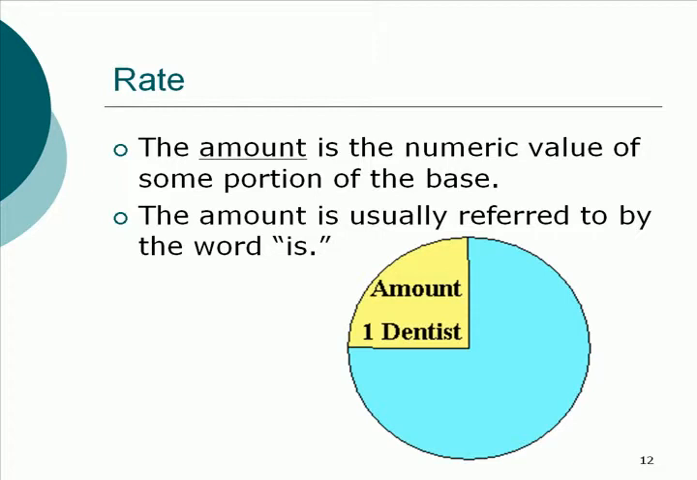So what would the amount be on your quiz? The number of questions you got right. That would be the amount you're dealing with. The base would be the total number of questions, and the percent would be whatever your percent score is. And again, a linguistic cue, the amount is almost always next to the word "is." And we'll see some examples of that in just a minute.